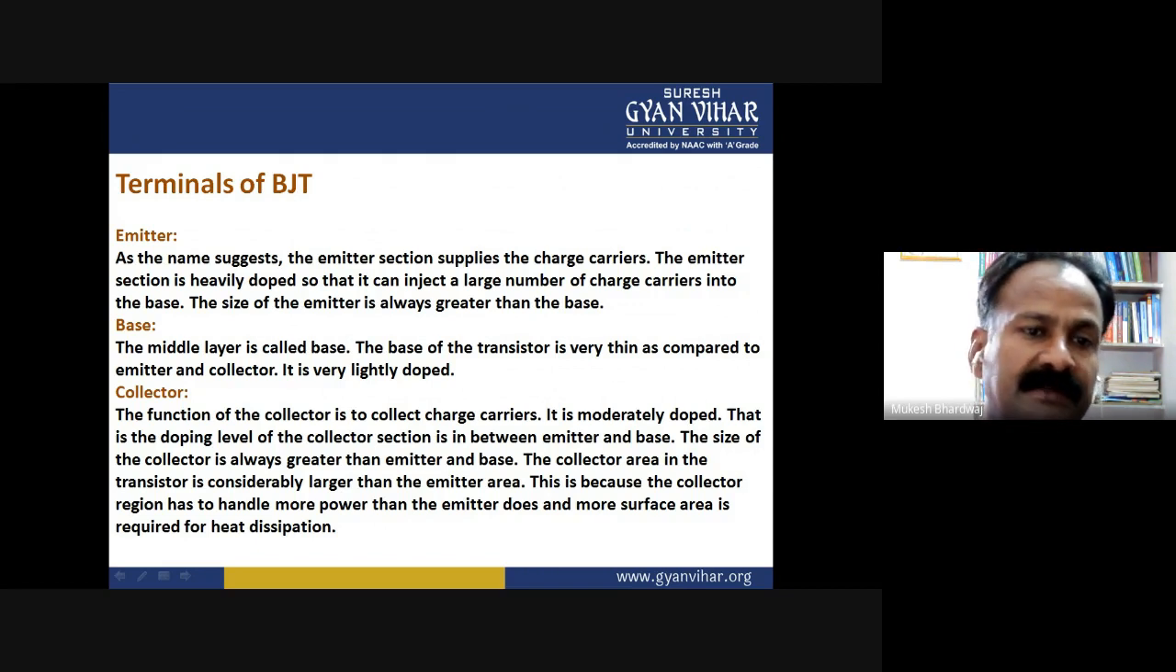Base: the middle layer is called the base. The base of the transistor is very thin as compared to the emitter and collector. It is very lightly doped.